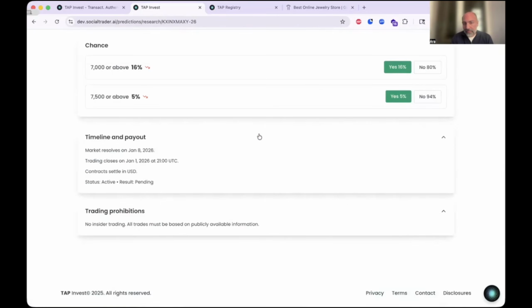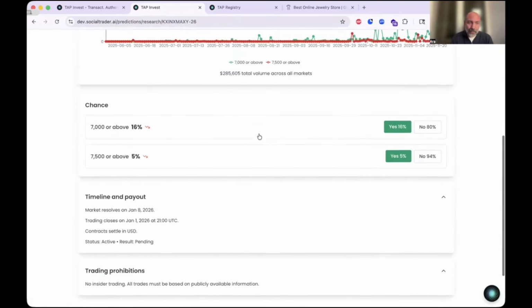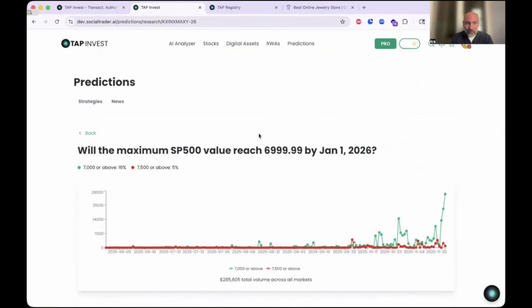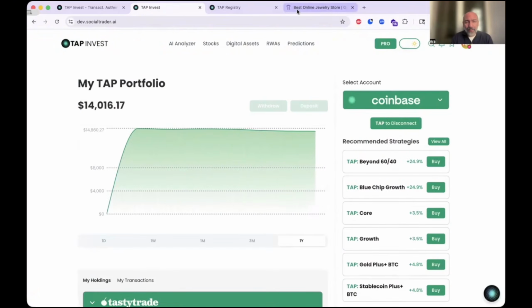And it's another form of investment nowadays, is how it's looked at in the market. So again, this is something that should be active here in the near future. The next thing that we'll take a quick look at is the TAP registry.